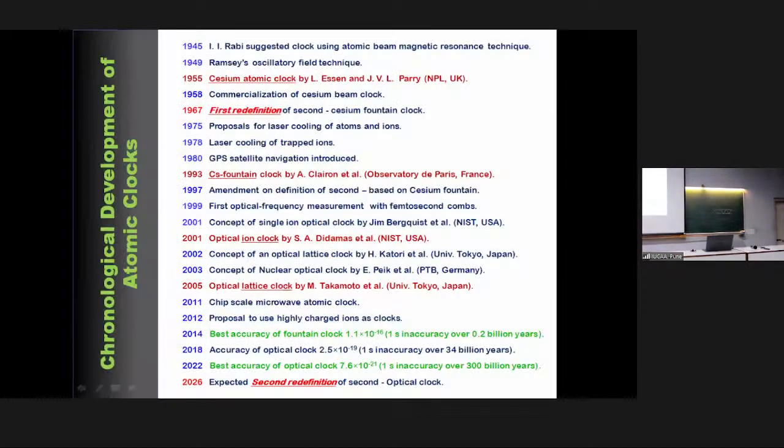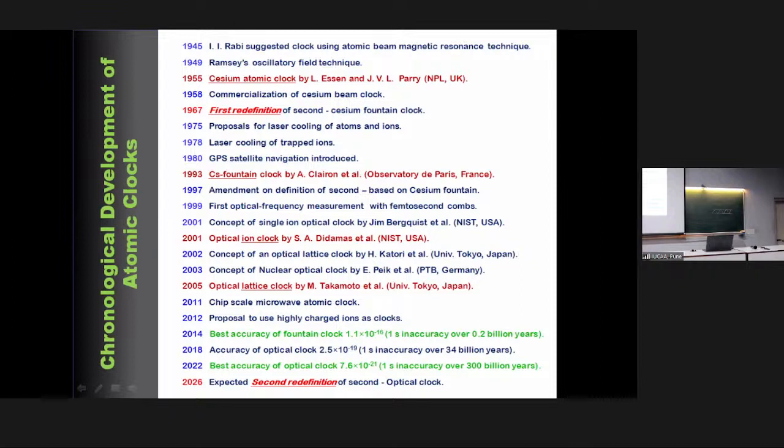Now, this is sort of how this entire field has started by whom? Rabi in 1945. He got Nobel Prize in 1944. And this is until, let's say, 2022, and what is expected up to about 2026, how this field has gone further and further. Ramsey was Rabi's PhD student.